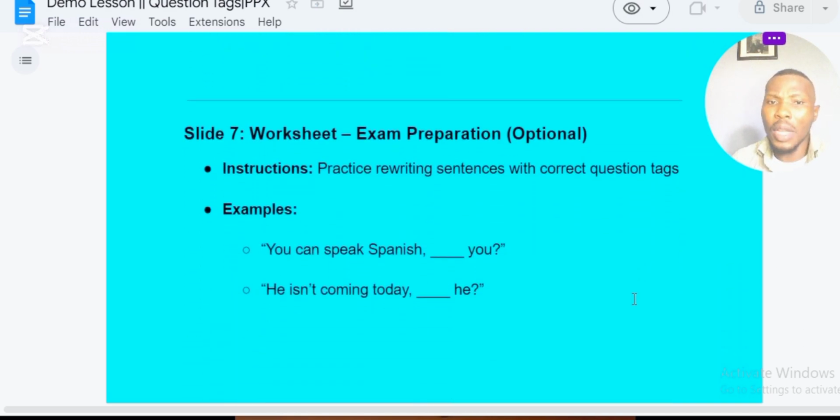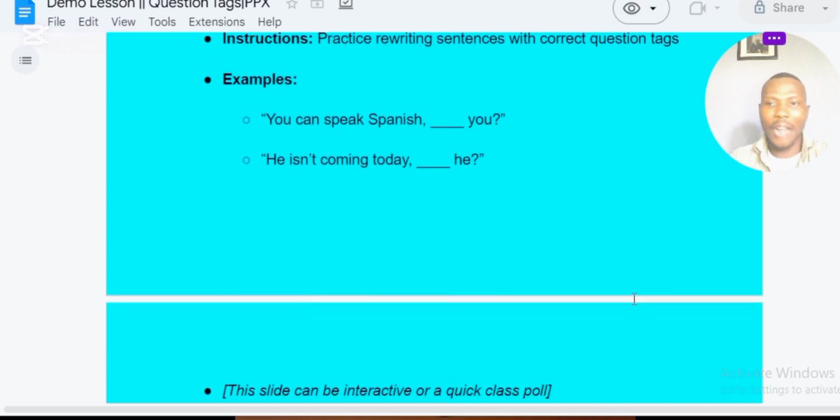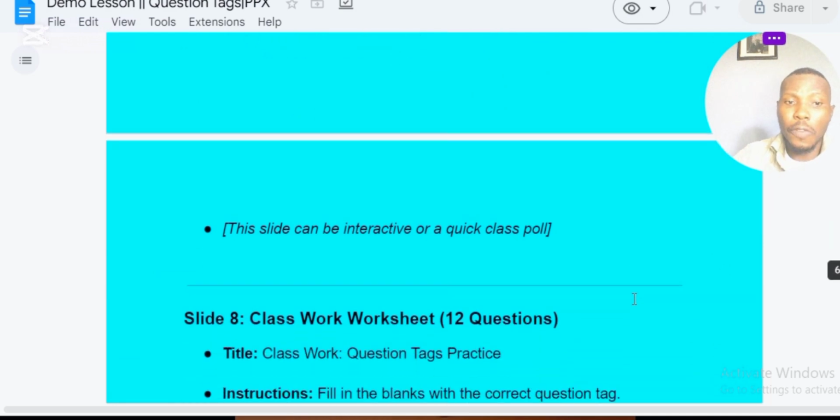Worksheet. Look at this example preparation. This is optional, but I want you to consider them. For example, "you can speak Spanish," and the tag will be what? Can't you? That's a good one, Jim. And the second one, "he isn't coming today." Is he? Wow. Jim, I love this. This is active participation. I appreciate you for this.